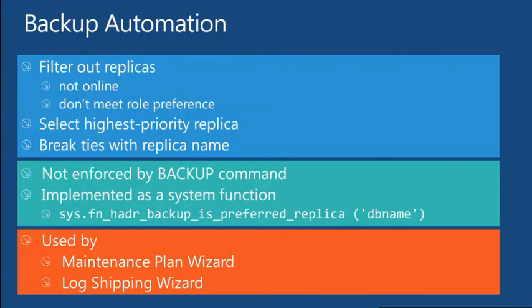Or if you create new backup plans with the maintenance plan wizard, how many people have seen the maintenance plan wizard? If you create a new plan with the wizard, it will automatically contain the function, and it will contain all the logic for taking the backup only on the places that you want. Same thing for the log shipping wizard. If you set up log shipping using the wizard, we're only going to take the logs on the replicas that you specify.